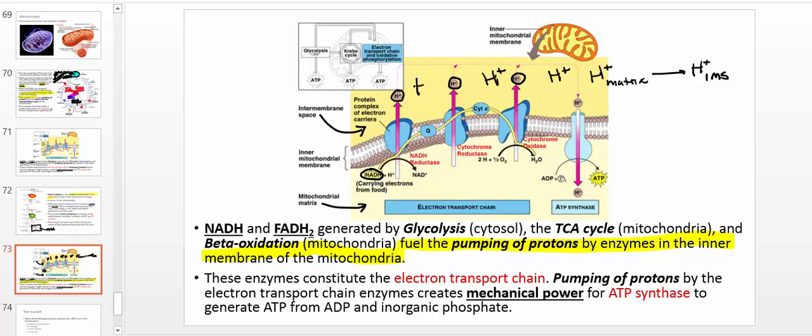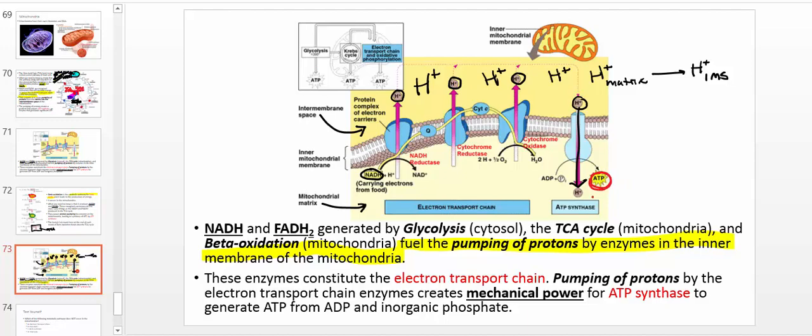So I'm going to develop a highly concentrated region of protons out here in the inner membrane space, and that's going to create a concentration gradient. Basically, these protons are going to come back through ATP synthase, go back into the mitochondrial matrix, and power the synthesis of ATP.